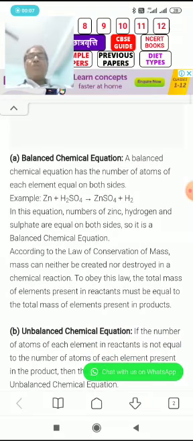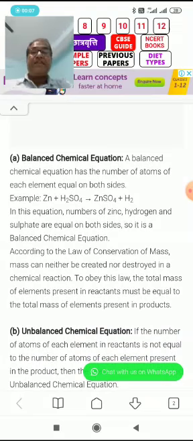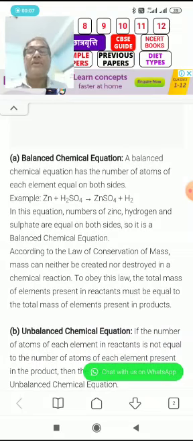Because the number of zinc, hydrogen, oxygen and sulfur atoms are equal on both sides. Now the question arises: why is it necessary to balance a chemical equation?